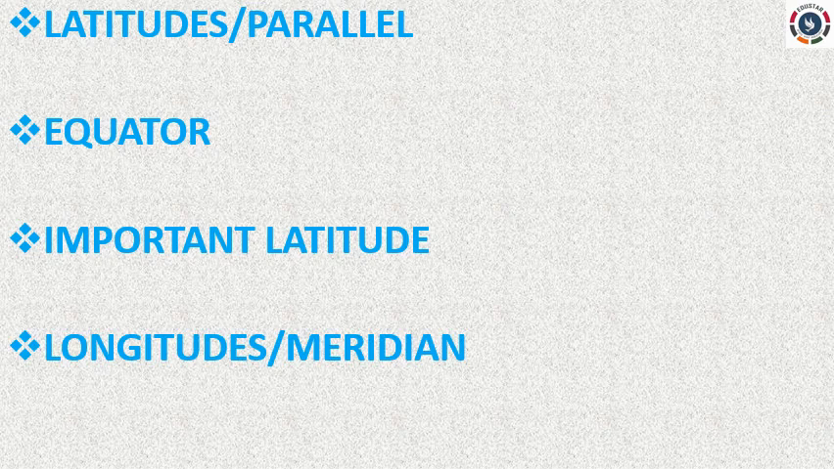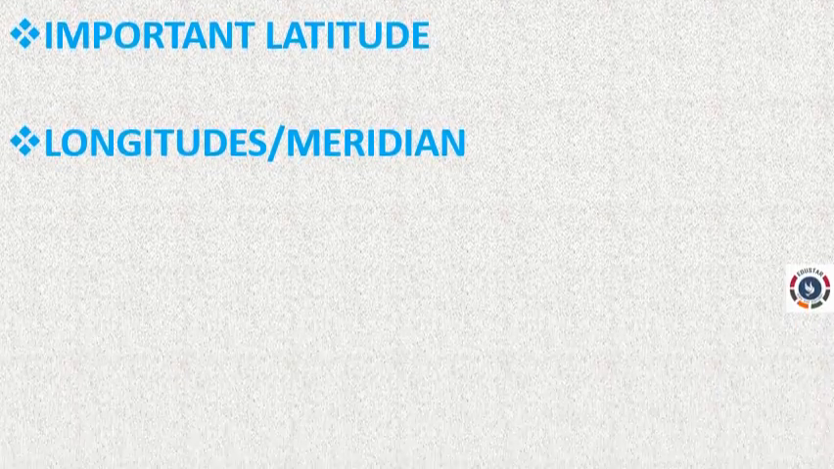Next is about longitudes. Longitudes are imaginary lines that run from North Pole to South Pole. These lines are not parallel to each other but they are of same length. Longitudes are also known as meridians. And totally we have 360 longitudes.